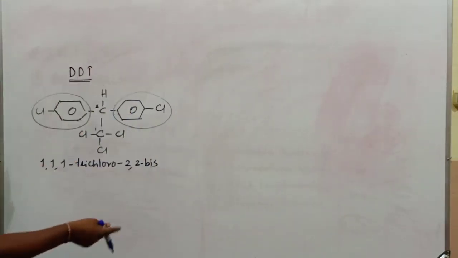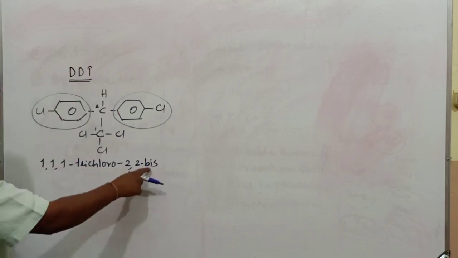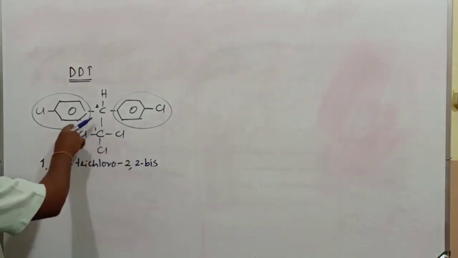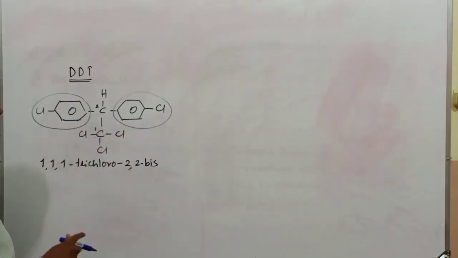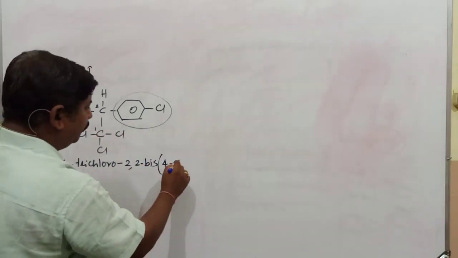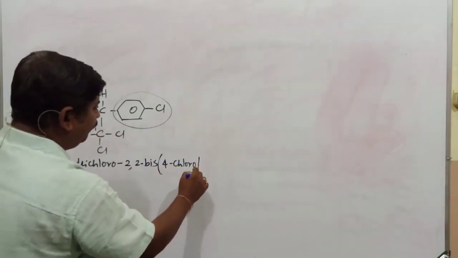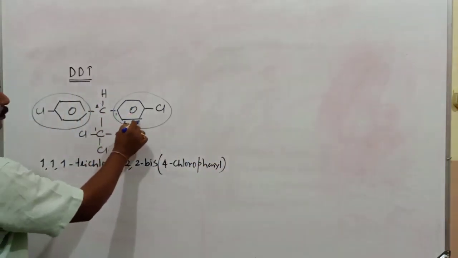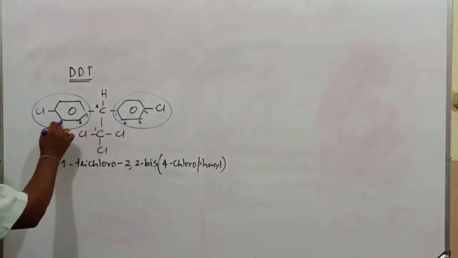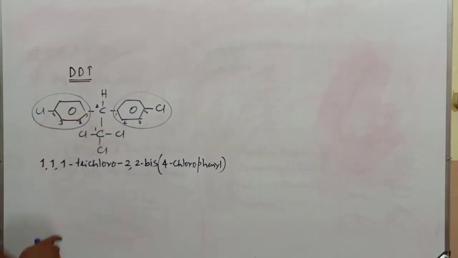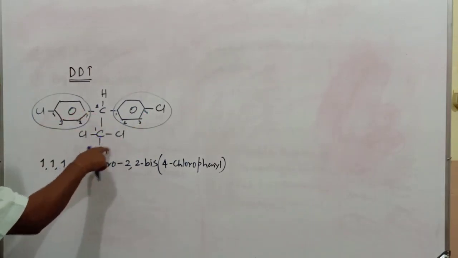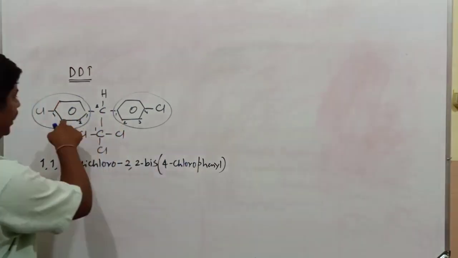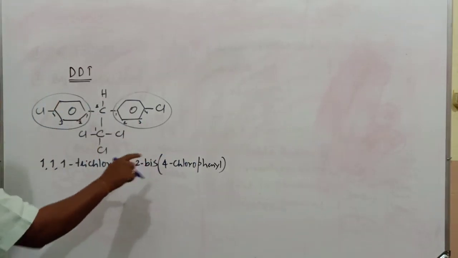If three similar groups are present, instead of bis we have to use another prefix, called tris. For two similar groups we use bis, and it is 4-chloro. Why is it called 4-chlorophenyl? This particular group is called 4-chlorophenyl: 1, 2, 3, 4. It is also 1, 2, 3, 4. Once again, 1, 1, 1 trichloro because of these three chlorine atoms. It's 2, 2 bis, next one 4-chlorophenyl, and this is 4-chlorophenyl.